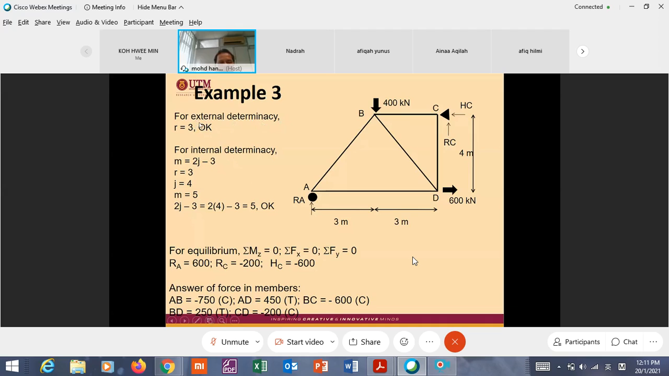Then the first step is what are the reaction at the joint? MZ 0, FX 0, FY 0. This is what I mentioned just now as rigid body diagram. Yeah, this one is rigid body. Rigid body equilibrium equation 3. So from this rigid body equilibrium equation, we have RA 600, RC 200, HC 600.